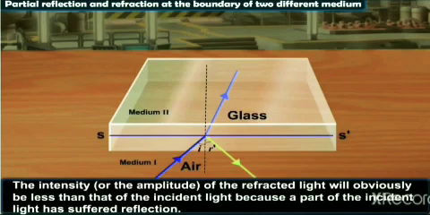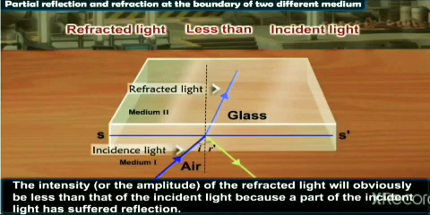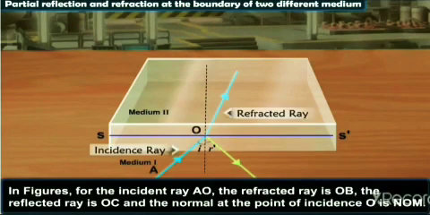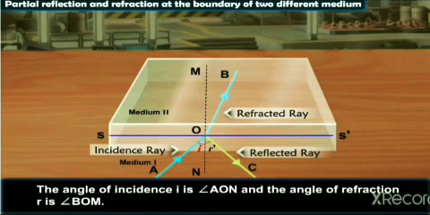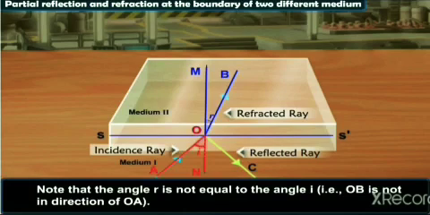The intensity or the amplitude of the refracted light will obviously be less than that of the incident light because a part of the incident light has suffered reflection. In the figure, for the incident ray AO, the refracted ray is OB, the reflected ray is OC, and the normal at the point of incidence O is NOM. The angle of incidence i is angle AON, and the angle of refraction r is angle BOM. Note that the angle r is not equal to the angle i, that is, OB is not in direction of OA.